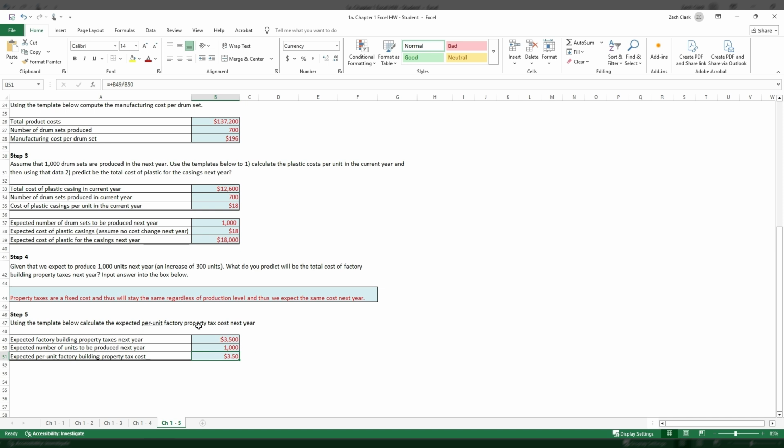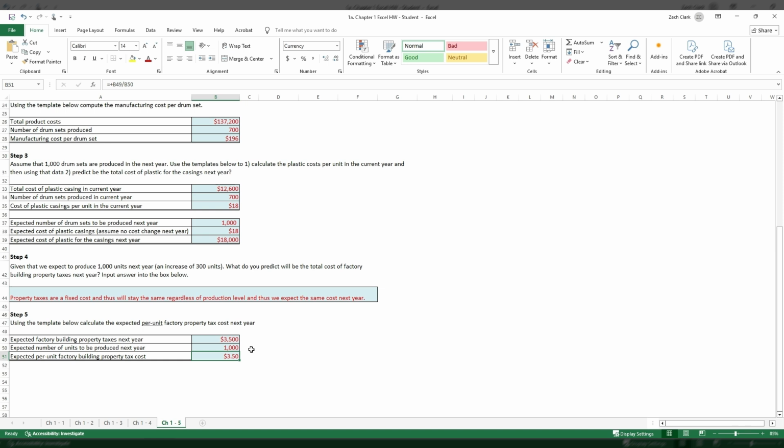So the total amount stays the same. 3,500 would be if we produce 700 or 1,000. I'll just show you something here. So next year we expect it to be 350 per unit. This year, because we only did 700, dividing the 3,500 by fewer units gives us a $5 cost. So while fixed costs do stay the same, the per unit amount is going to fluctuate based on how many units we produced, right?